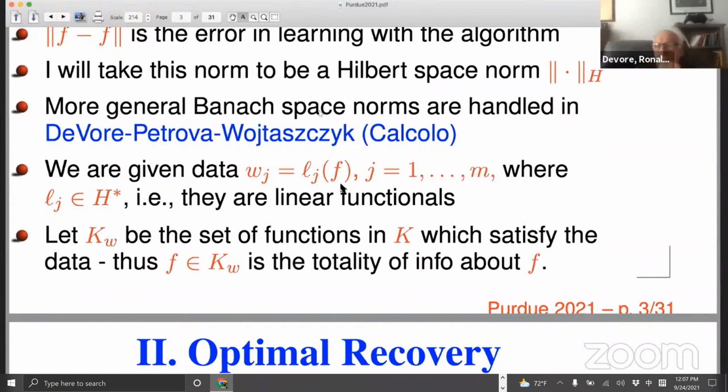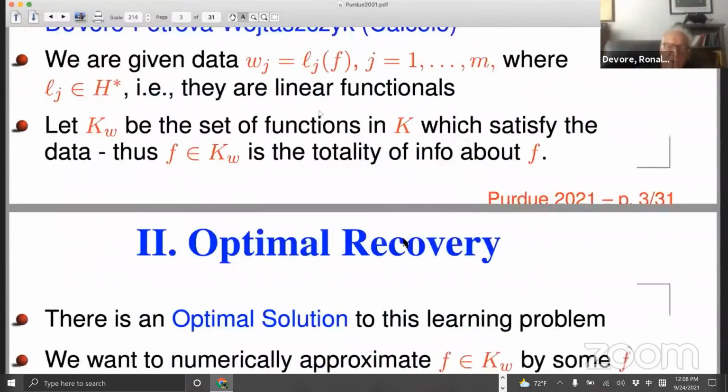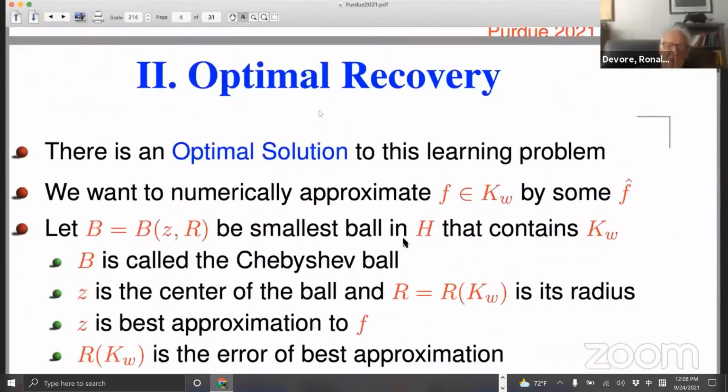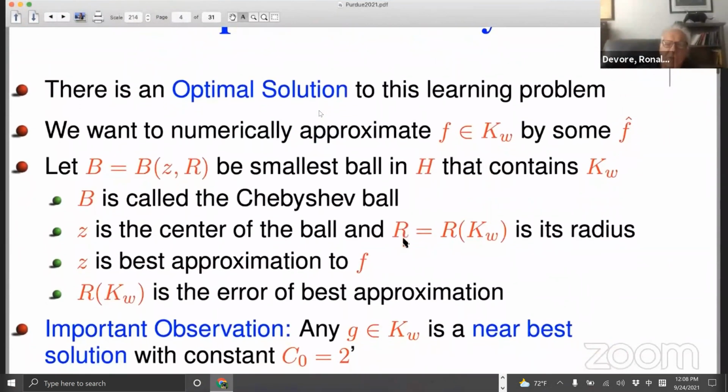The totality of information I know about f is that it's in this model class K and that it satisfies the data. So I let KW be the collection of all functions in K which satisfies the data. That is all I know about f. It could be any function in KW as far as the information that was given to me. Well, given the setting, there is actually mathematically a very easy description of the best recovery that you can make.